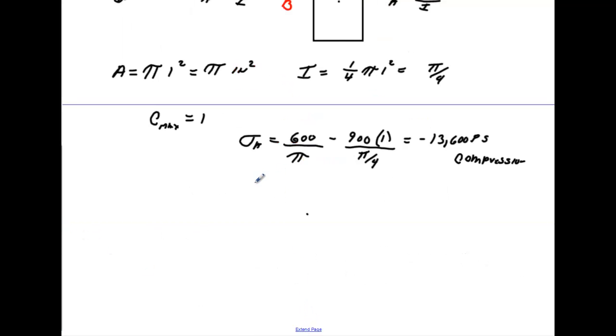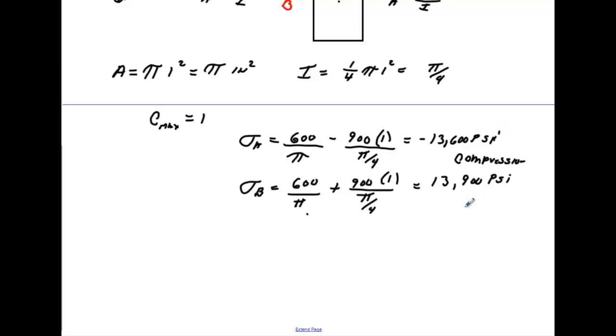Alright, now we'll find the stress at B. The stress at B would be 600 divided by pi plus the 900 times the 1 over pi over 4. And when we run that number, we will get 13,900 psi. And that would be in tension.